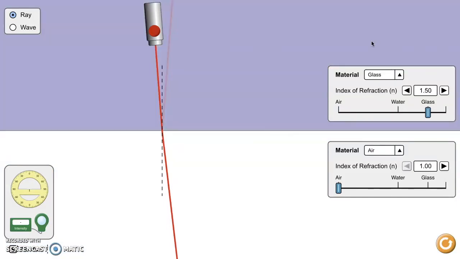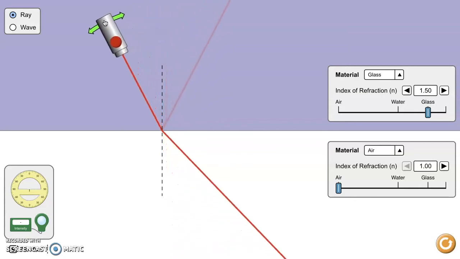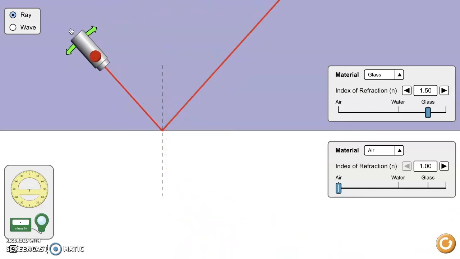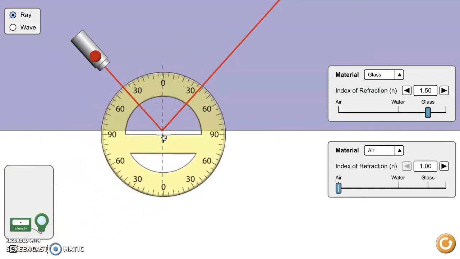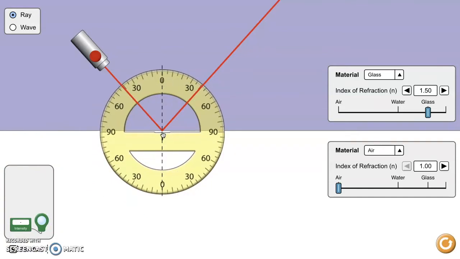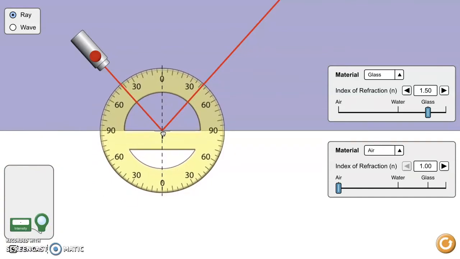Let's check for glass. So glass is denser than water is. You can see the index of refraction is 1.5 instead of 1.33. And so let's try this experiment again. Oop, gone. So right there is our critical angle. The critical angle again is the angle at which there is no transmission of light, only reflection. There's no refraction, only reflection.